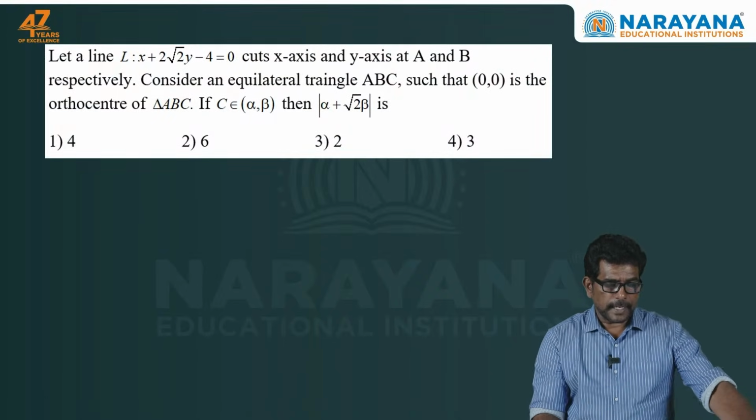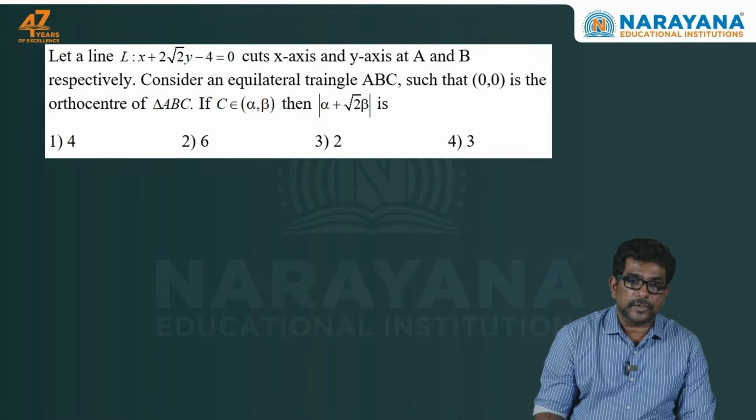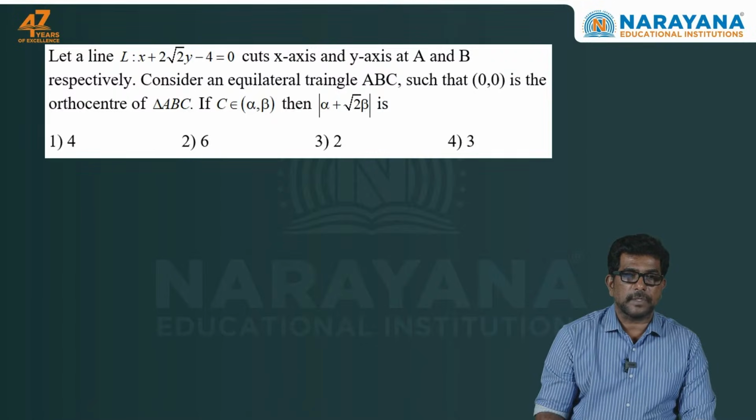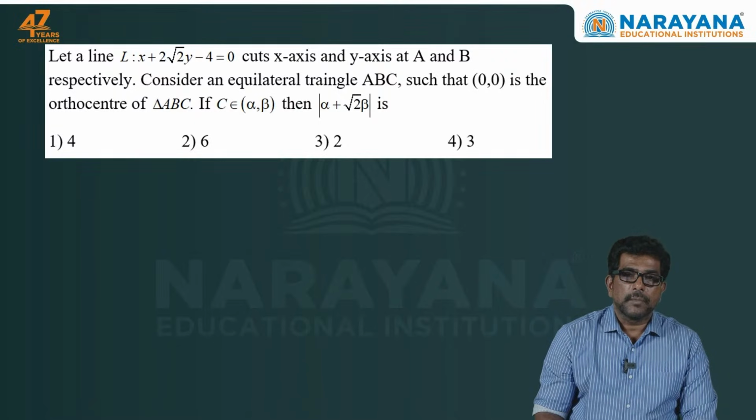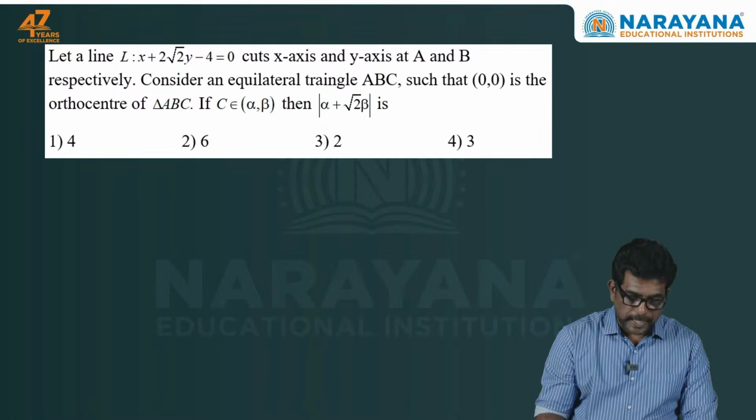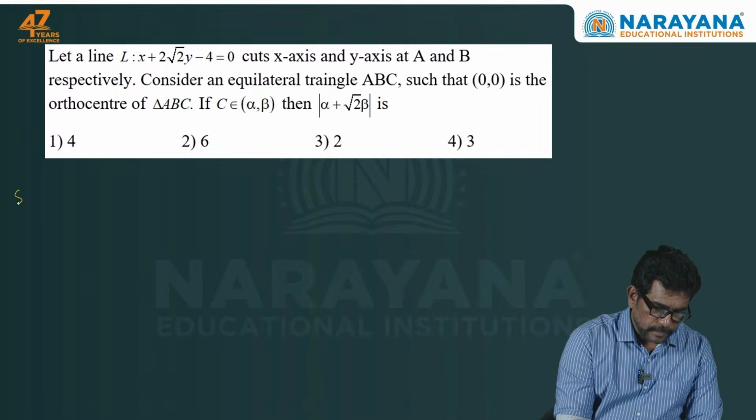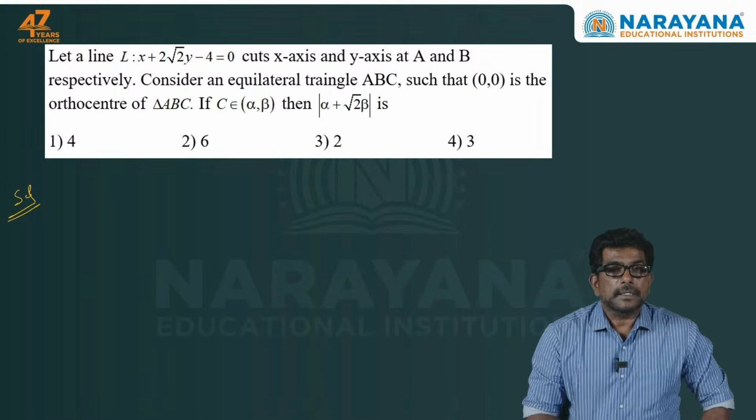Let a line L, that is x plus 2 root 2 y minus 4 is equal to 0, cut the x-axis and y-axis at A and B respectively. Consider an equilateral triangle ABC such that (0, 0) is the orthocenter of triangle ABC. If C is (alpha, beta), then they are asking the value of mod alpha plus root 2 beta. Now the problem is related to straight lines, and especially related to the triangles concept.